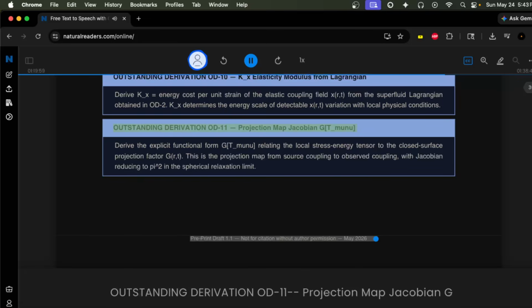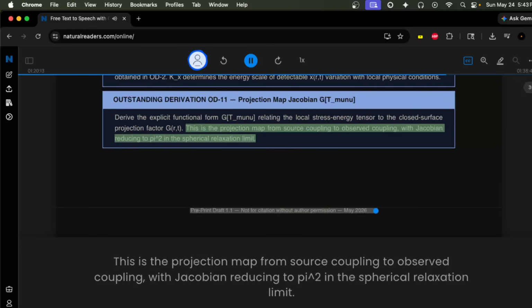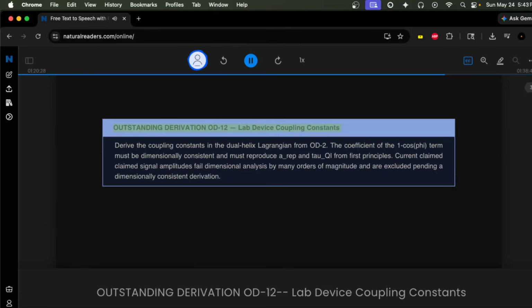Outstanding derivation OD11, projection map Jacobian G. Derive the explicit functional form G relating the local stress energy tensor to the closed surface projection factor G. This is the projection map from source coupling to observed coupling, with Jacobian reducing to pi squared in the spherical relaxation limit. Outstanding derivation OD12, lab device coupling constants.